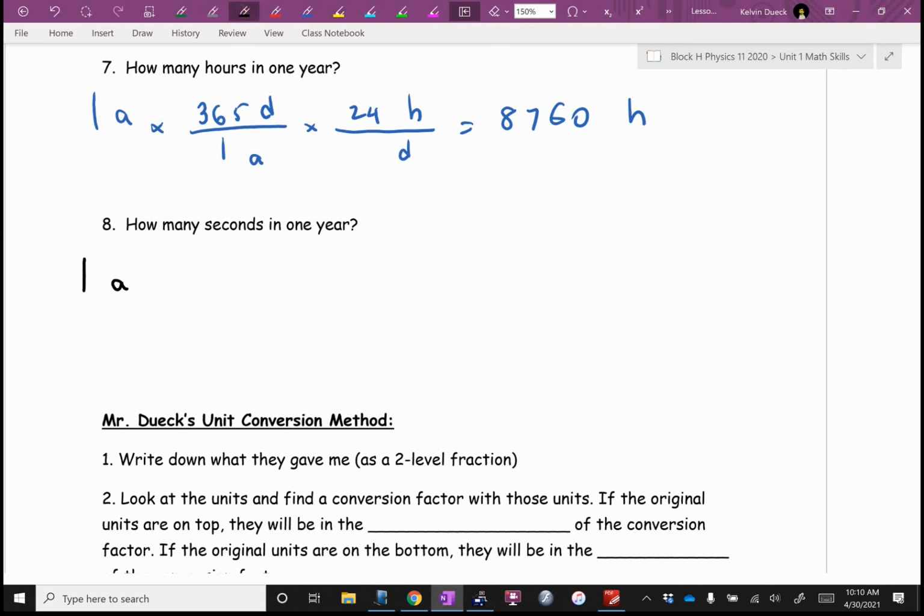Well done. So I'm going to put years on the bottom, hours on the top, and I guess the conversion factor is 8,760 is one of those.